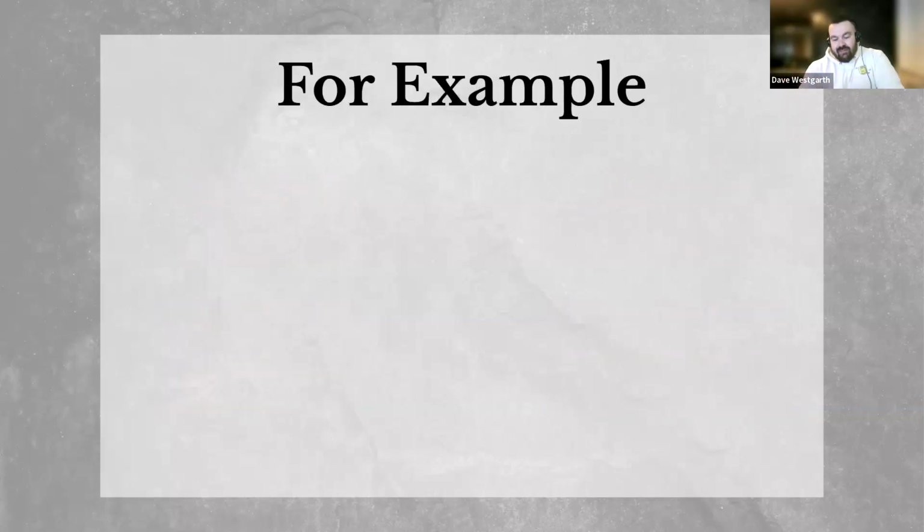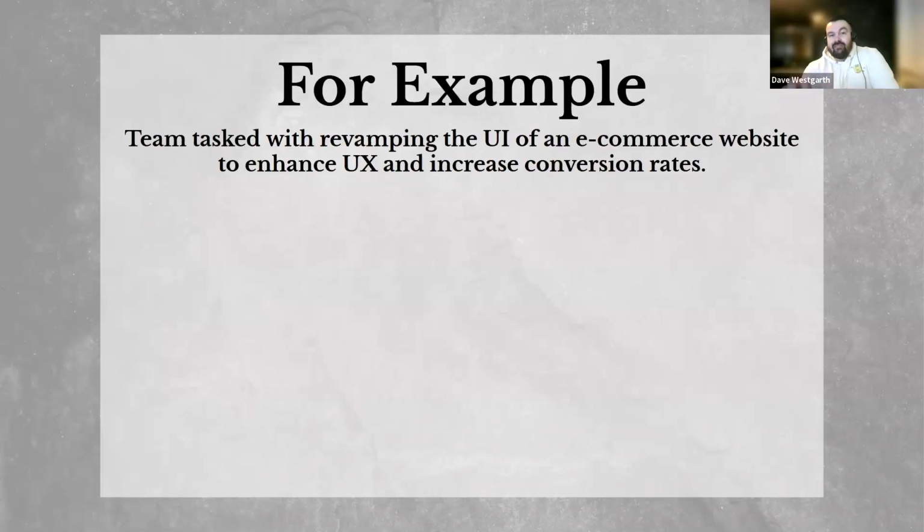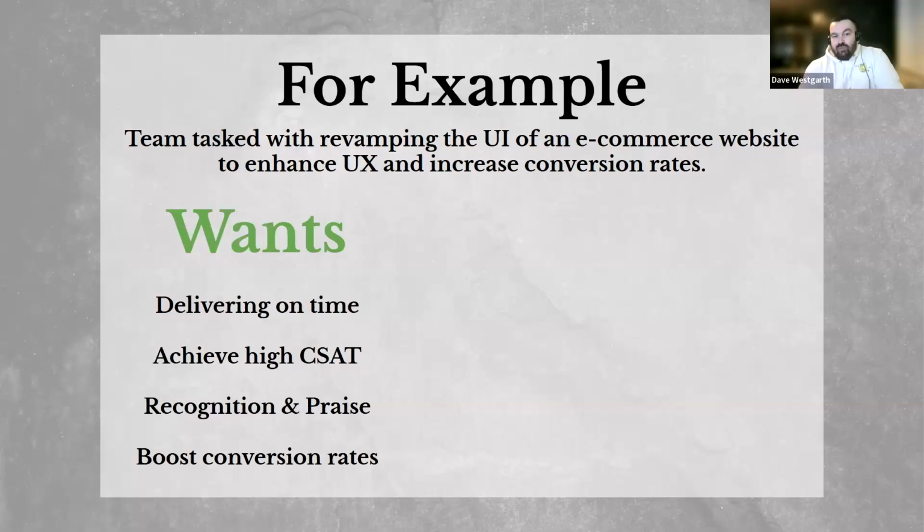So quick example here. Let's imagine that we've got a delivery team that's tasked with revamping the UI of an e-commerce website. What we're looking to do is enhance UX and increase conversion rates, make some more money. Some wants, so the team will want to deliver on time. We might want good customer satisfaction surveys coming back. We might want some recognition and praise, and we want to boost those conversion rates. Those are all fairly objective. The team will be aware of those. Those will be quite unique to this particular team working on this initiative.